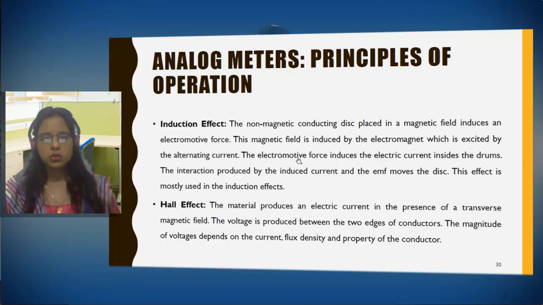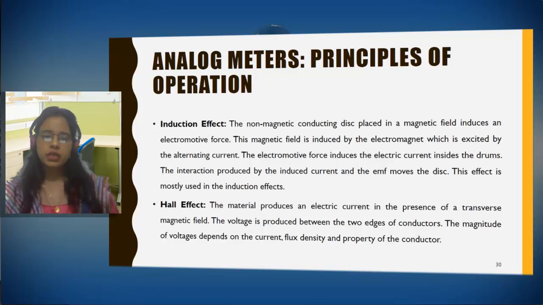Now let me explain. See what happens whenever a non-magnetic disk is placed in between electromagnets. The magnetic field lines pass through the disk. Due to the magnetic field there will be an EMF induced in the plate. Due to the induced EMF there will be eddy current production in the disk. Eddy currents are closed loop currents. The loop currents flow in a flat conductor, so in the disk also there will be eddy current.